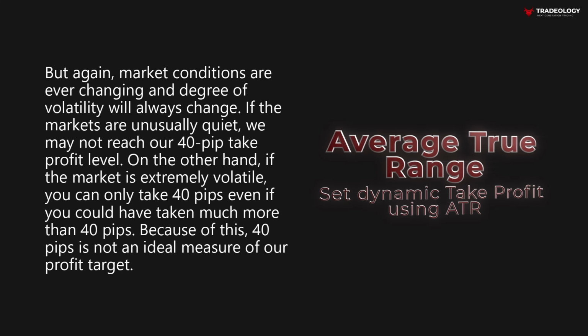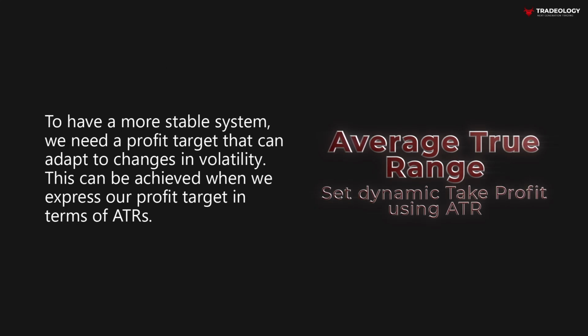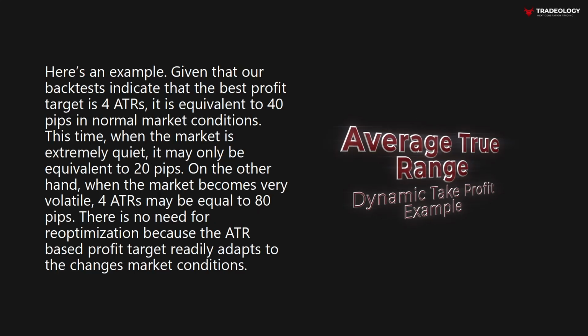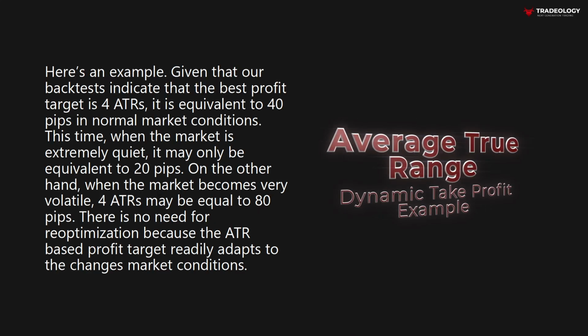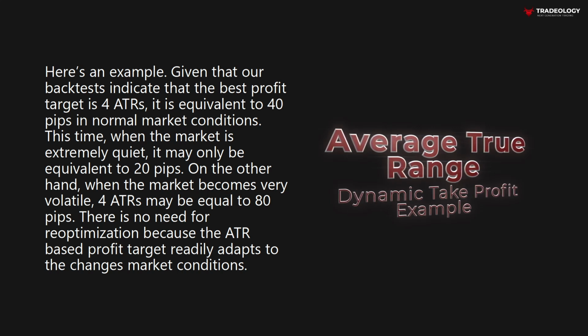Because of this, 40 pips is not an ideal measure of our profit target. To have a more stable system, we need a profit target that can adapt to changes in volatility. This can be achieved when we express our profit target in terms of ATRs. Here's an example. Given that our backtests indicate that the best profit target is 4 ATRs, it is equivalent to 40 pips in normal market conditions.